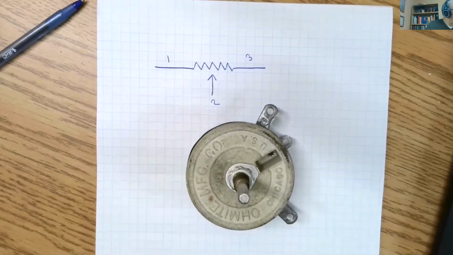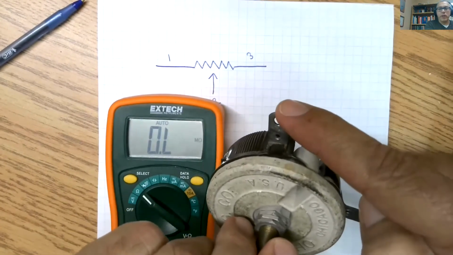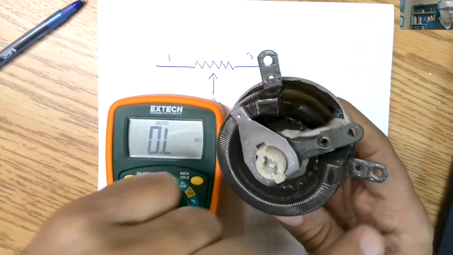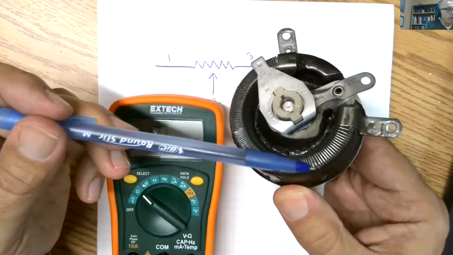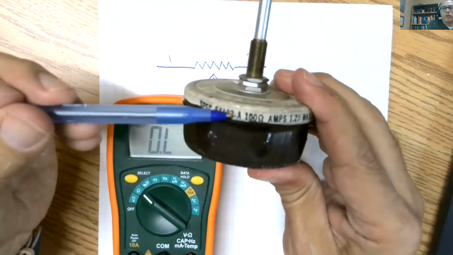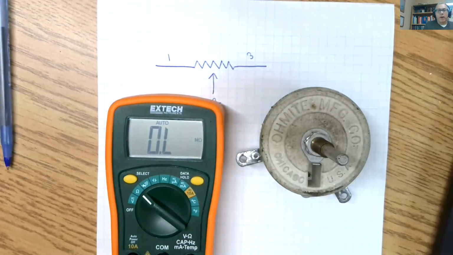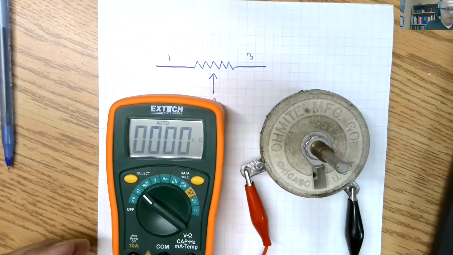So here we have a very old variable resistor. So we have pins 1, 2, and 3. And if we flip this around, we see that between pins 1 and 3, we have this resistive wire that's wound around a core. So this resistive wire is a fixed resistance. This particular unit here is a 100 ohm variable resistor, which means between pins 1 and 3, you're always going to measure 100 ohms. Which is what we have there.